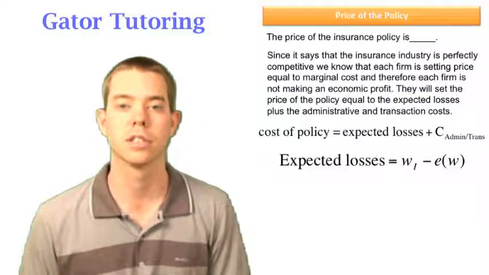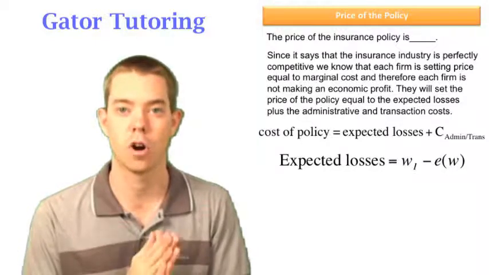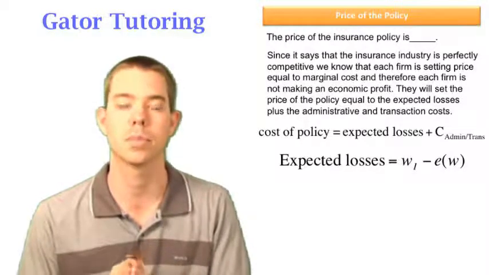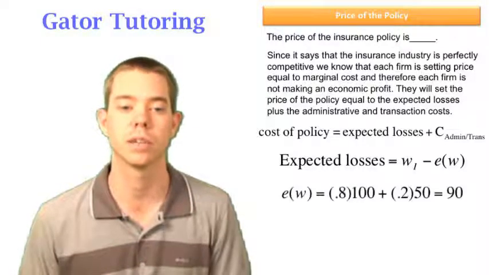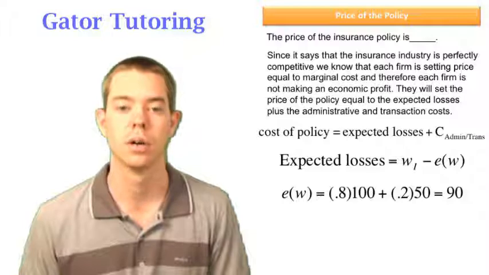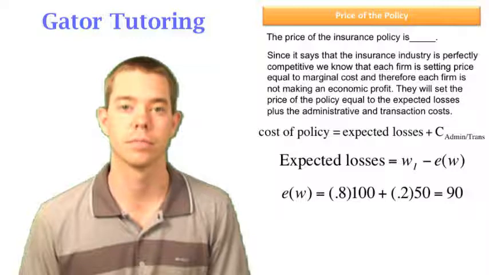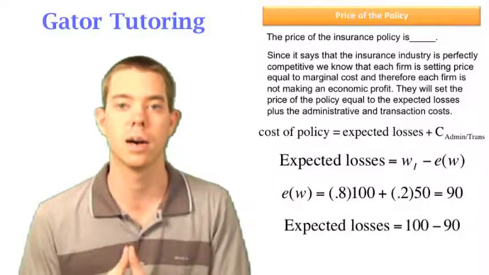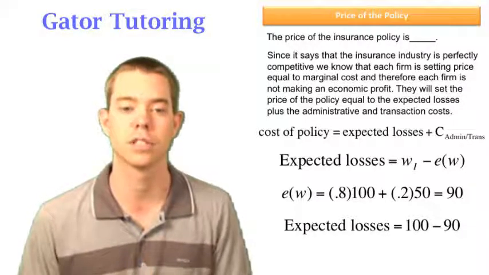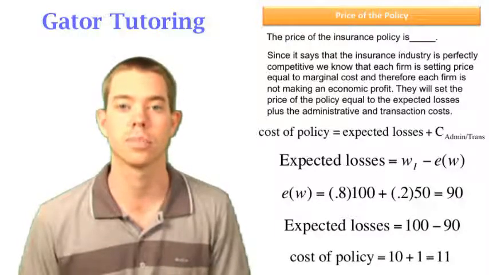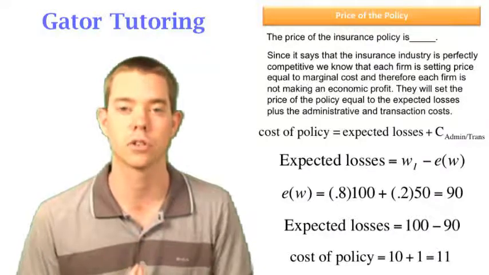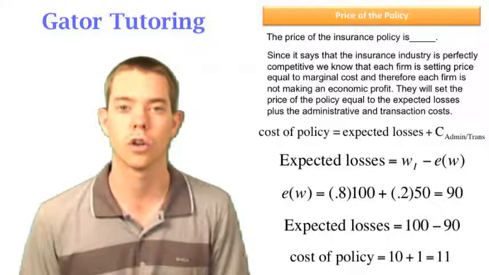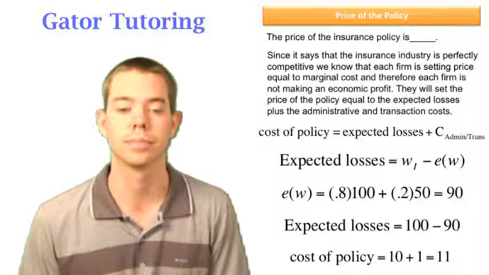Well, expected losses is how much did we start with, our initial wealth, minus how much we expect to have, which is our expected wealth. And in this case, we can find expected wealth is just 0.8 times 100 plus 0.2 times 50, or 90. So we started with 100, we're expected to end up with 90, therefore our expected losses is $10. So the cost of the policy is that $10 of expected losses plus the $1 administration cost that they gave us in the question, or the cost of the policy in this case is $11.